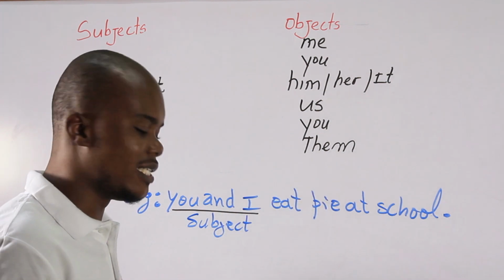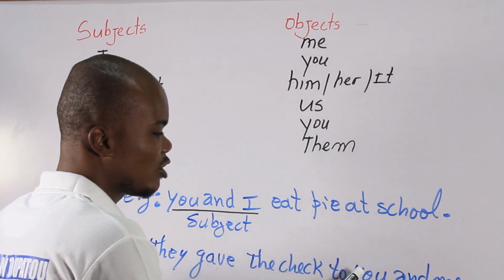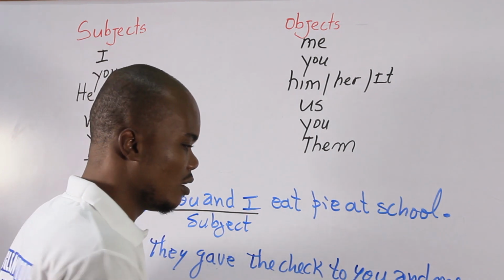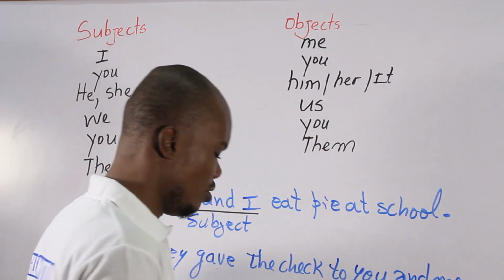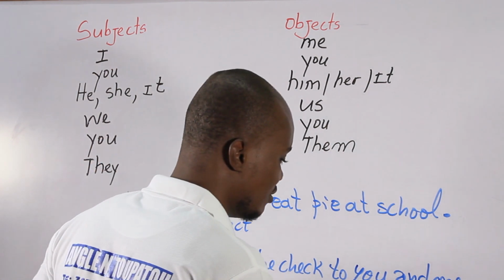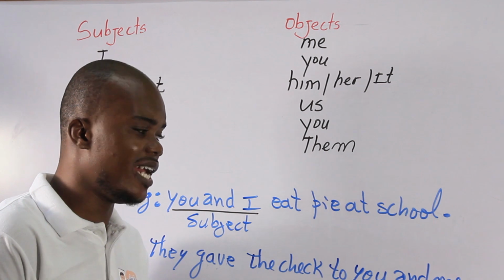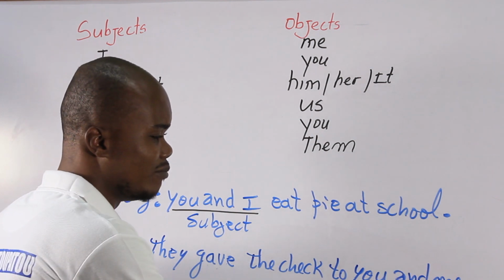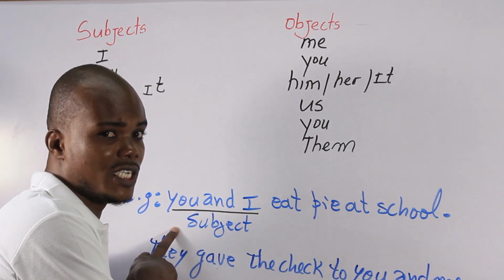Let me give you another example. They gave the check to you and me. Here, you and me are object pronouns. But here I have an object and here I have a subject.